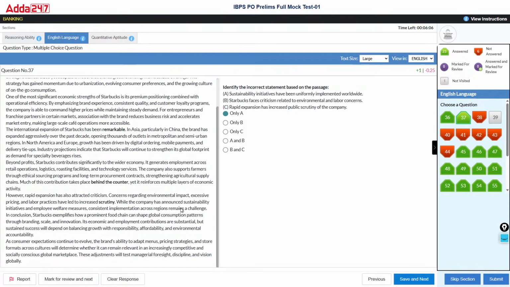While the company has announced sustainability initiatives, consistent implementation across regions remains a challenge. Implemented worldwide. This is definitely incorrect. A. So I'll go with A and B then. Starbucks faced criticism.